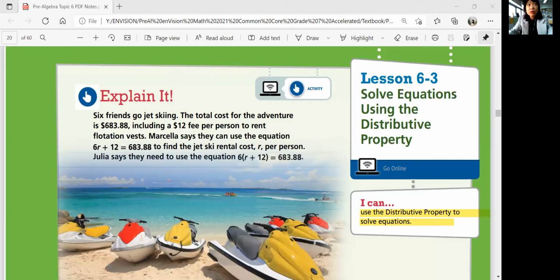Hi guys, this is Pre-Algebra, lesson 6-3 video, solve equations using the distributive property. In this lesson, we'll be able to use the distributive property to solve equations. Let's look at Explain It.